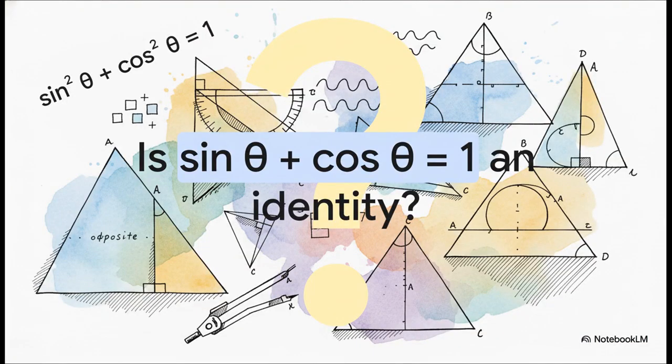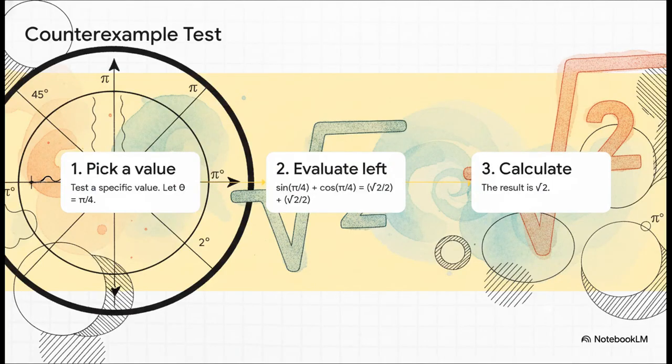All right, let's start with this one. It seems plausible, right? Is sine of an angle plus cosine of the same angle always equal to 1? It kind of feels like our Pythagorean identity, but with the squares missing. So is it? Let's find out. Now, the great thing about trying to prove something is false is that you only need one single case where it fails. That's called a counterexample.